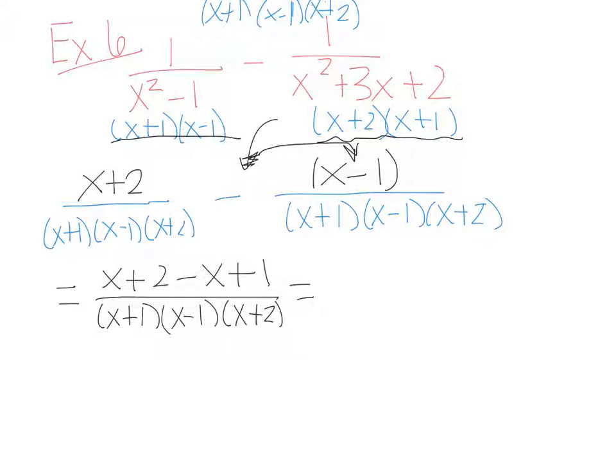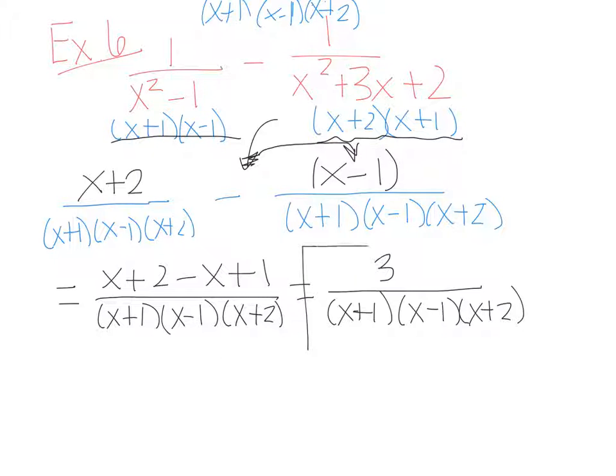Now look at my numerator. What happens to my x's? They cancel, leaving me 2 plus 1 is 3. So I have 3 over x plus 1 times x minus 1 times x plus 2. And there's my answer. And I need to also put that x cannot equal negative 1, 1, and negative 2. And I'm done.